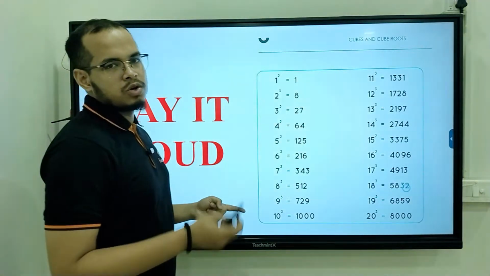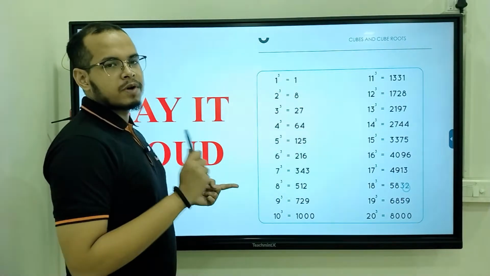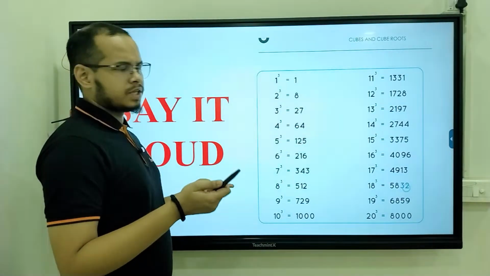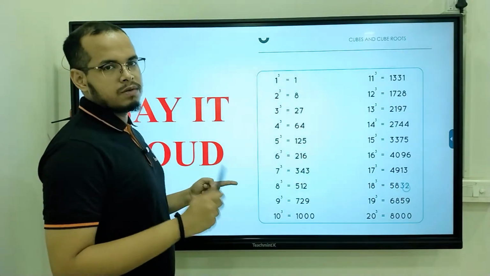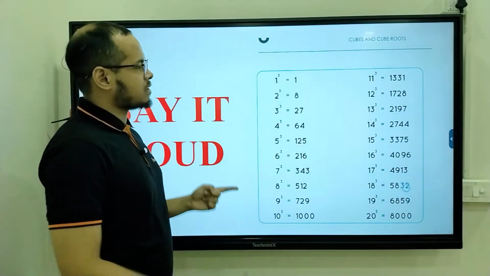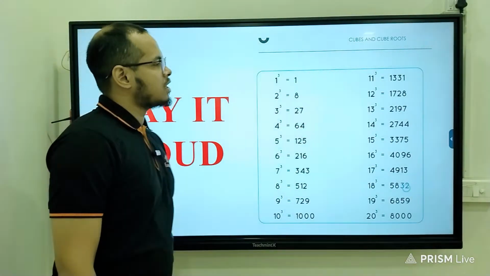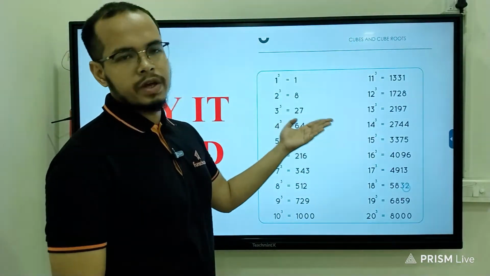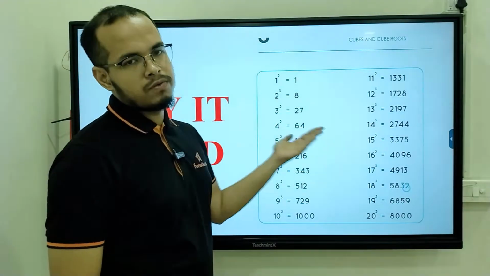1 cube is 1, 2 cube 8, 3 cube 27, 4 cube 64, 5 cube 125, 6 cube 216, 7 cube 343, 8 cube 512, 9 cube 729, 10 cube is 1000. 11 cube is 1331, 12 cube 1728, 13 cube 2197, then 14 cube 2744, 15 cube 3375, 16 cube 4096.